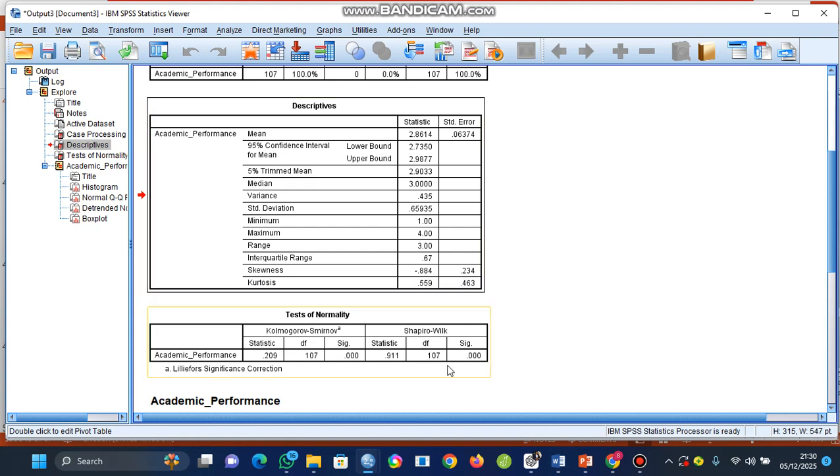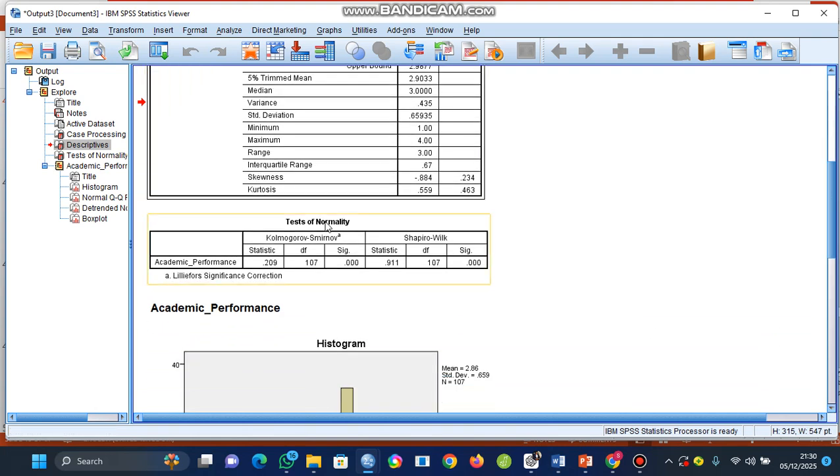Then we look at the test for normality itself, where we will be looking at Kolmogorov-Smirnov and Shapiro-Wilk. We discovered, from what I mentioned, that when the significance level is greater than 0.05, you have to conclude that there is normality. But when the significance level is less than 0.05, it means there is no normality. And in this case, the significance level is less than 0.01. Here it is less than 0.01. So all of these are less than 0.05. Hence, there is no normality.